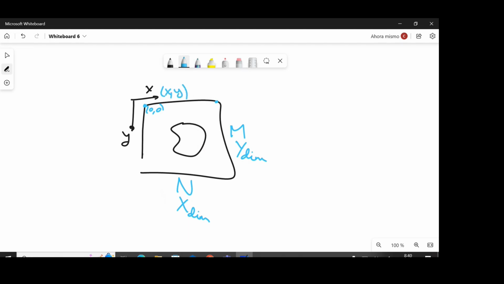So x is the first argument. So we go to n minus 1, 0. This would be this pixel here. This would be 0, n minus 1. And this one here would be n minus 1, n minus 1. And the same, instead of using n and n, you use x dimension, y dimension. Okay, so for every point here, you could say what is the color of that image. So that is a function.